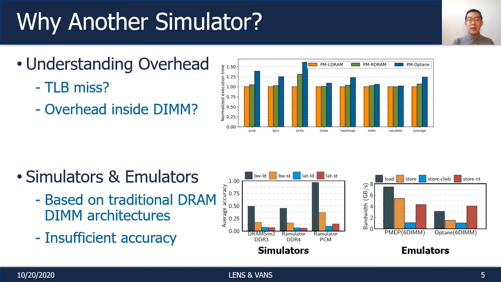We then compare the DRAM-based emulator with Optane DIMM. We find that using the emulator, cacheable write bandwidth is higher than non-temporal write, while using Optane DIMM, cacheable write bandwidth is lower than non-temporal write. This motivates us to build a new memory simulator.